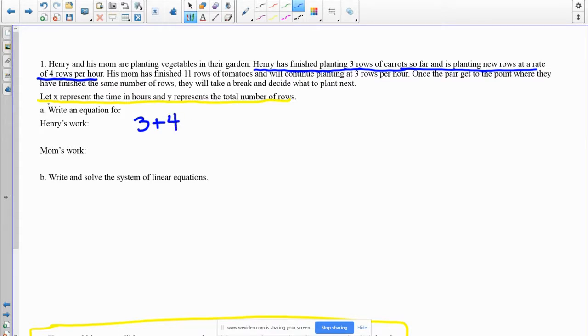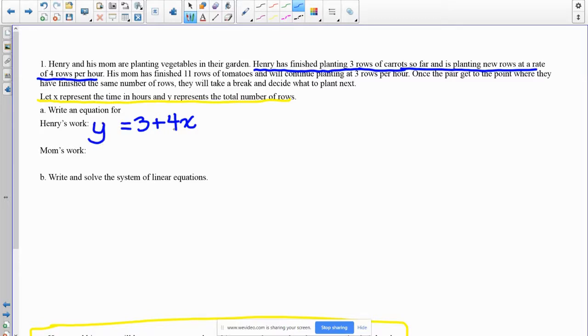I look back up here and I know that X represents time in hours. So I'm going to just put 4X. Again, this means 3 rows that have already been planted, plus we don't know how many more rows, but we know he's planting 4 rows in every hour. And that is going to equal Y, how many total rows.